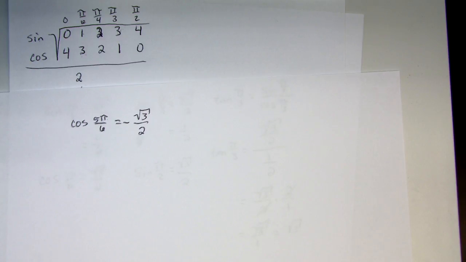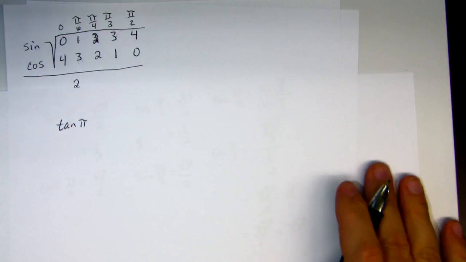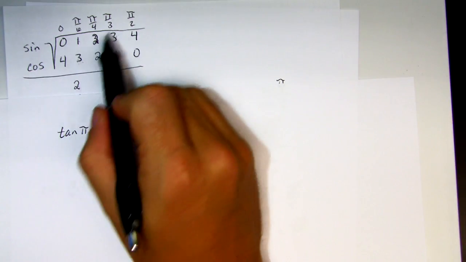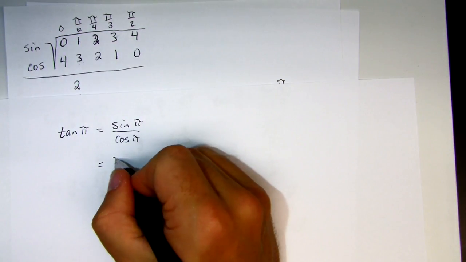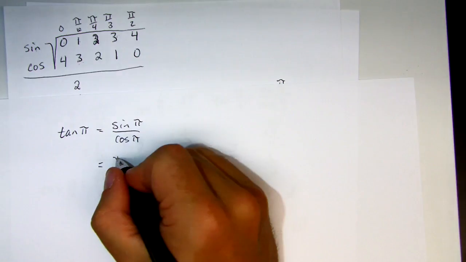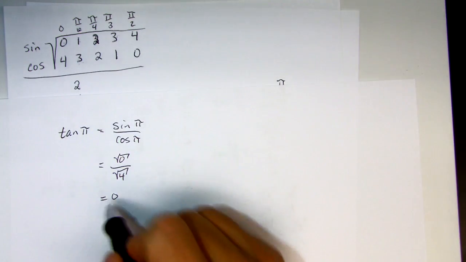Okay. And one last thing I'm going to show you is tangent of pi. So let's do tangent pi. Okay. Well, this is equal to sine pi over cosine pi. And pi would be here. Sine pi is radical 0 over 2. And remember I said when we do tangent or cotangent, we don't have to do the divide by 2. So it's just radical 0 over radical 4, which is just 0. So tangent of pi is 0.